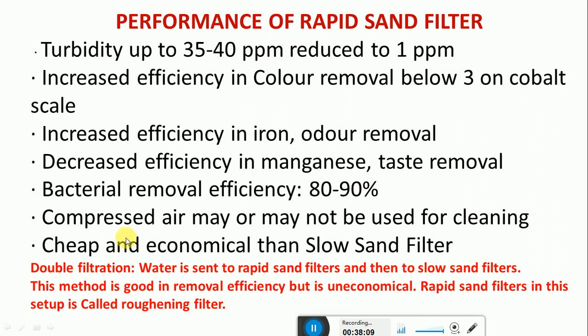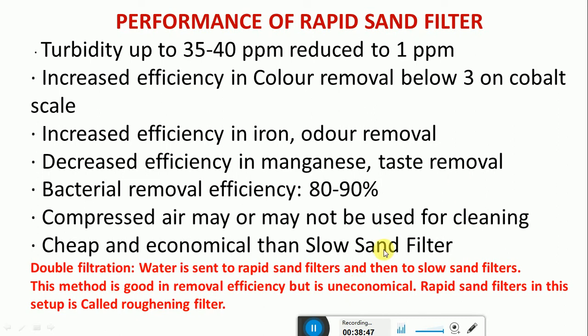Compressed air may or may not be used for cleaning, and it is cheaper and more economical than the slow sand filter. In case of double filtration, water is sent to rapid sand filters and then to slow sand filters. This method is good in removal efficiency, but it is uneconomical. The rapid sand filter in this setup is called a roughening filter. That means if the water has to pass through the rapid sand filter and then through the slow sand filter in a double filtration process, then the rapid sand filter is called a roughening filter.